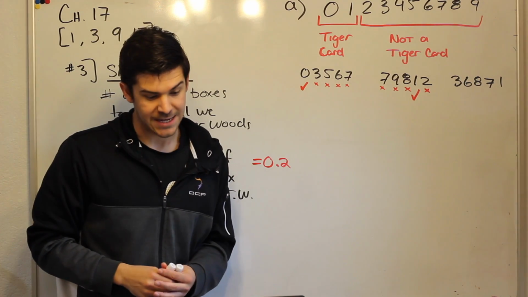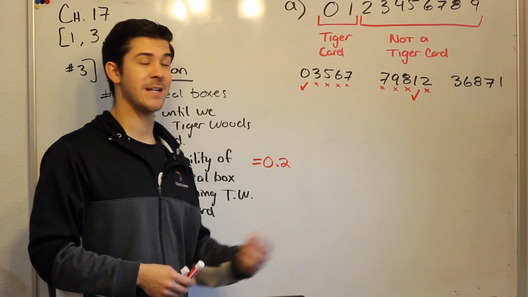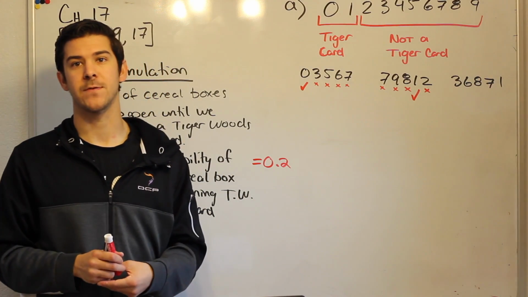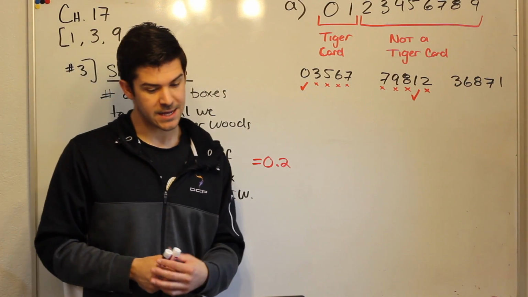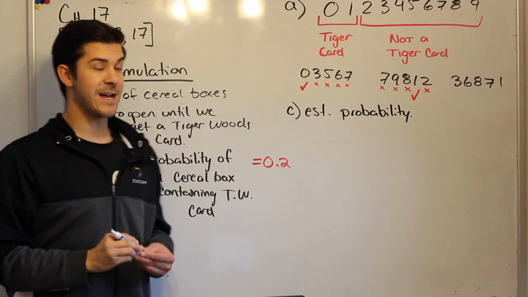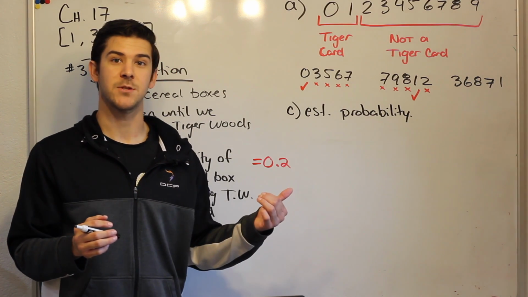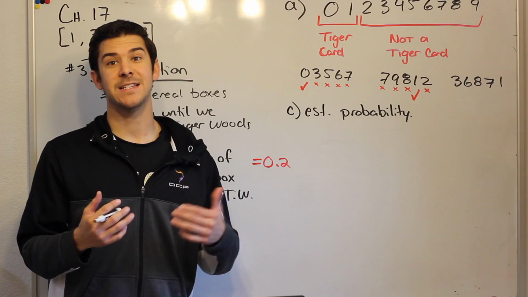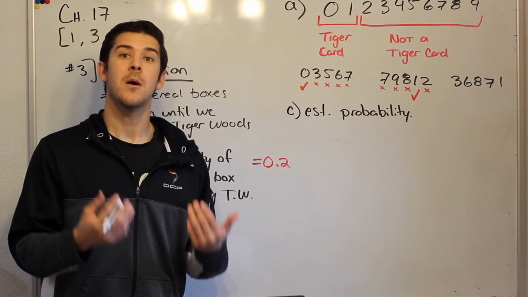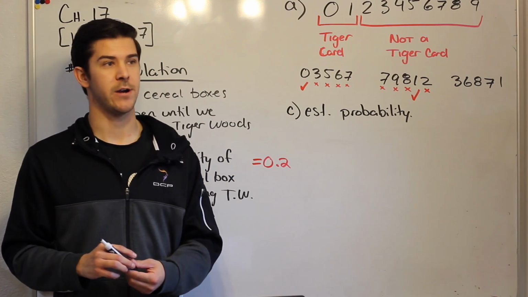Part B actually asks you to run this simulation 30 times. Here we did it 10. You can do it a couple more if you'd like. Part C then asks you to estimate the probability. In order to estimate the probability, you would take the total amount of trials, the amount of successes that you'd have, and then you divide it to estimate, what's the likeliness of me pulling a Tiger Woods card? So for Part C, the answers will vary.